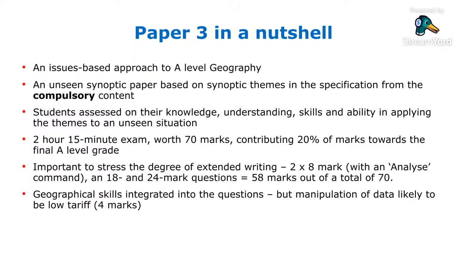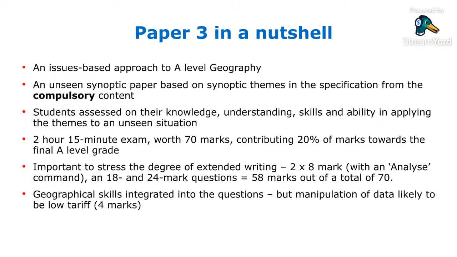The other important thing is that you are using the sources extensively, and I'll talk about that shortly as well. Effectively, you're going to be handed a paper with a resource booklet about an issue. It is unseen, it's a synoptic paper with those themes I just mentioned, based on only the compulsory content. So you are only going to be assessed on the paper 1 and paper 2 content that's core. So on the human side, you're thinking about globalization and superpowers, and on the physical side of the course, you're thinking about tectonics and carbon and water.